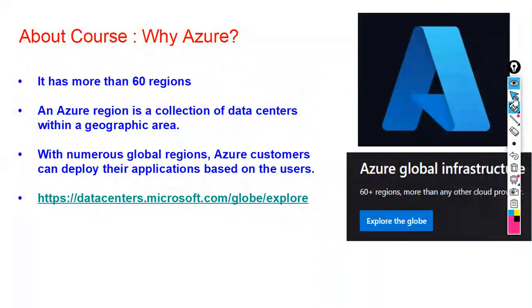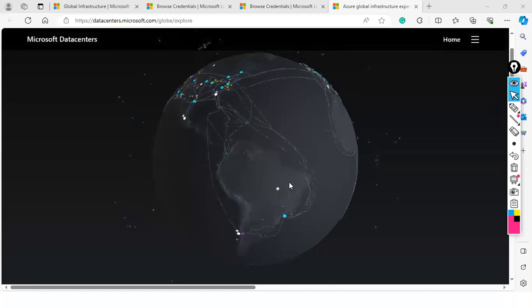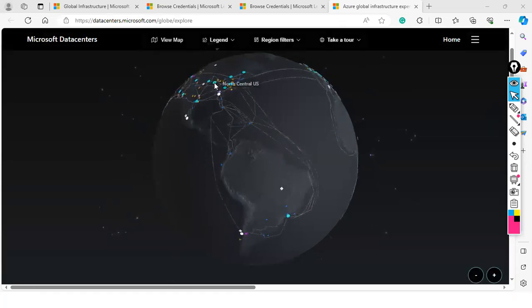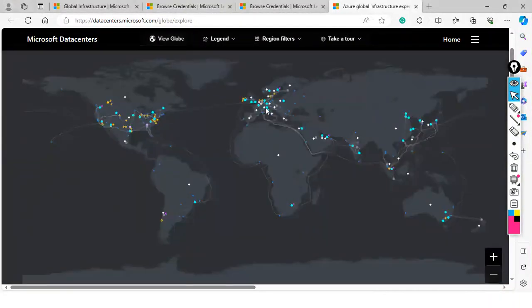Let us explore the different regions in Azure. This is the link, guys. If you see, this is the globe, and these blue color dots are the different regions all over the world, connected via fiber optic. Physical connectivity is there between all the regions and all the data centers. Let us see the map here. If you see, all of them are connected with each other, and they have regions all over the world.